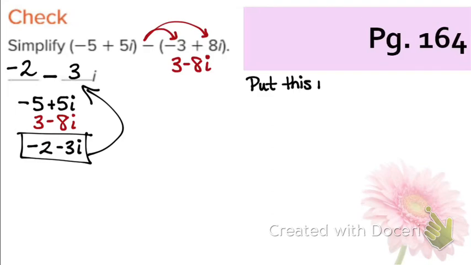Why didn't the negative go to the -3? It did. When you have a negative and a negative together, it changes it to a positive.